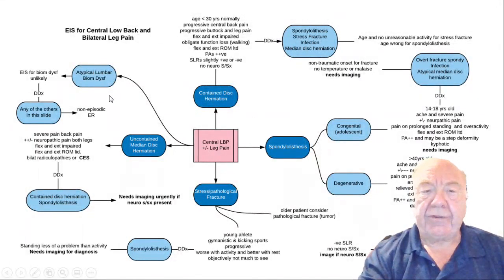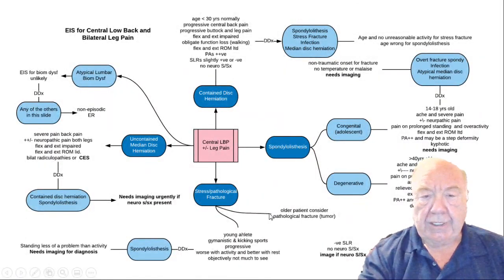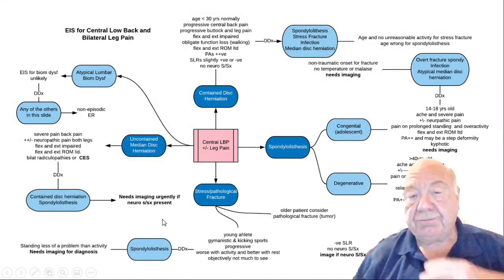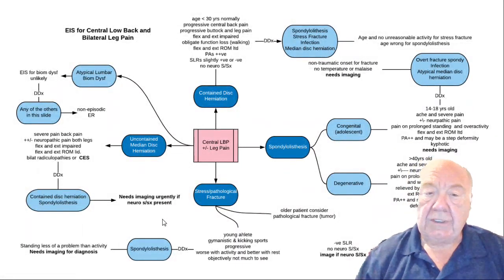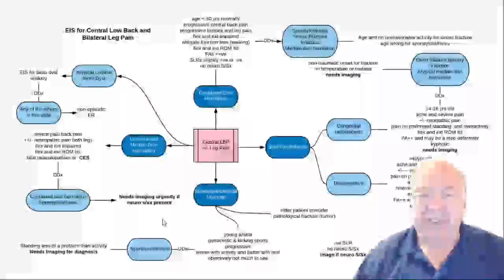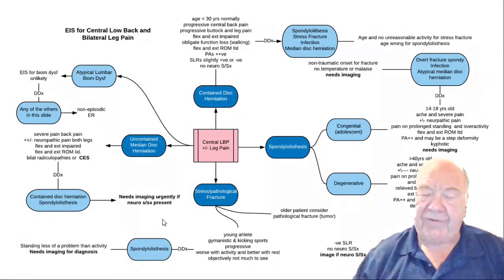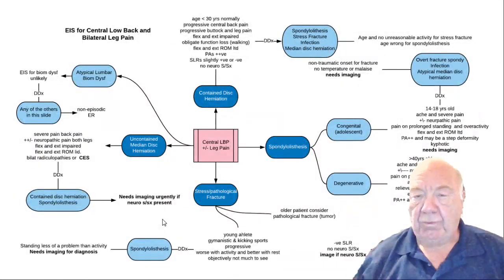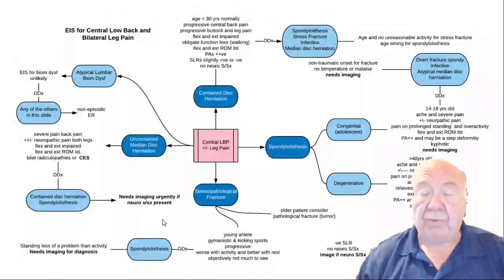We've got a contained disc herniation, an uncontained disc herniation, spondylolysis, fractures, stress fractures, and pathological fractures, and I'll touch on overt fractures, but really they don't need an awful lot. They're not that difficult to sort out. And of course, spondylolisthesis. All of these have central pain, which may then go bilaterally down both legs. These are the ones you really want to be careful of.